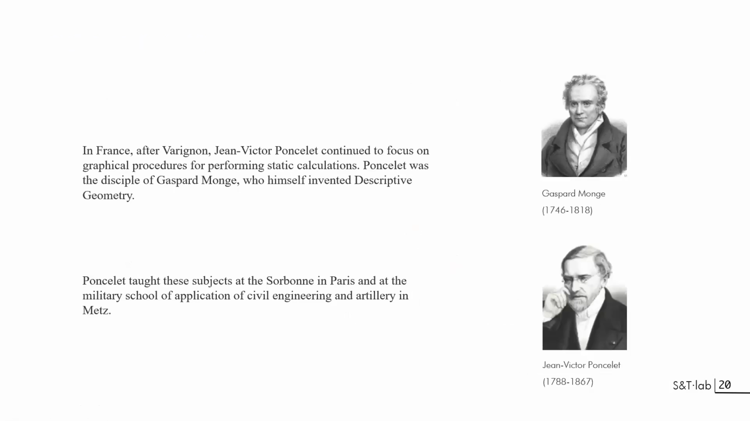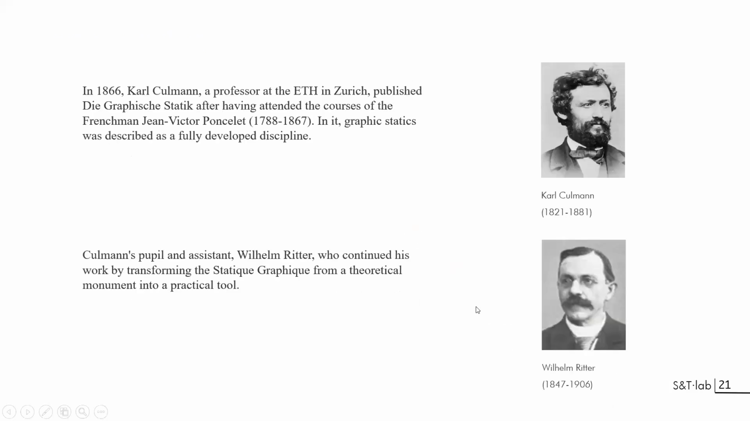Later on, Victor Poncelet, as is explained, was the follower of Gaspard Monge, who invented descriptive geometry. And with this graphical environment, Poncelet will apply it to a series of problems. The follower will be Karl Culmann, who will be professor at ETH Zurich, among others, and who will be publishing his book in 1866 about graphic statics in German.